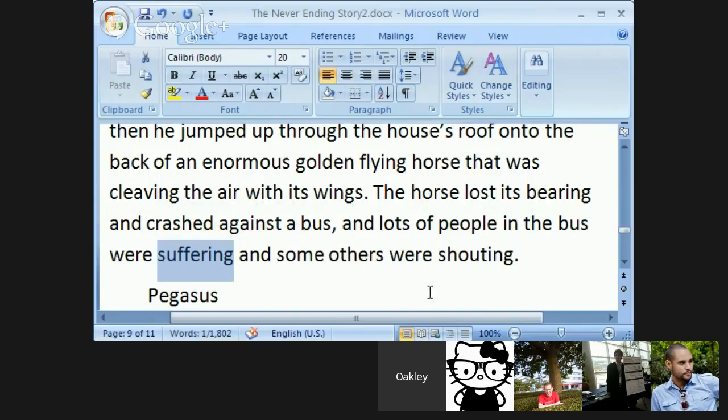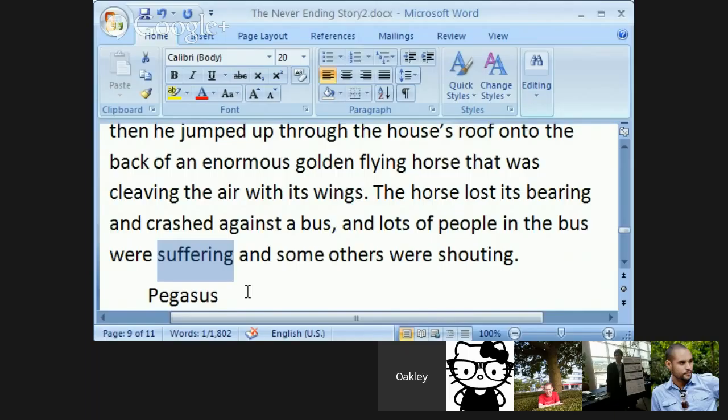All right, we can leave suffering, but just to be clear, in English, suffering, of course, is an action. Okay, you have continuous tense here, and that's fine. We're suffering shows an action that takes place over time. It has duration, but I don't know if it's a... Okay, lots of people in the bus. I don't know. I might say they were injured in the accident, I don't know.